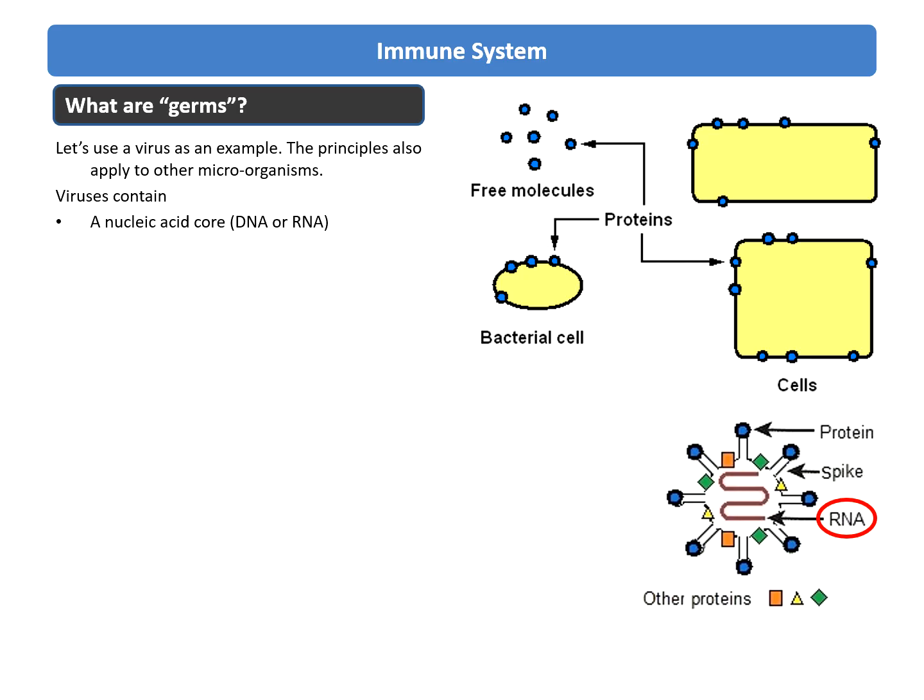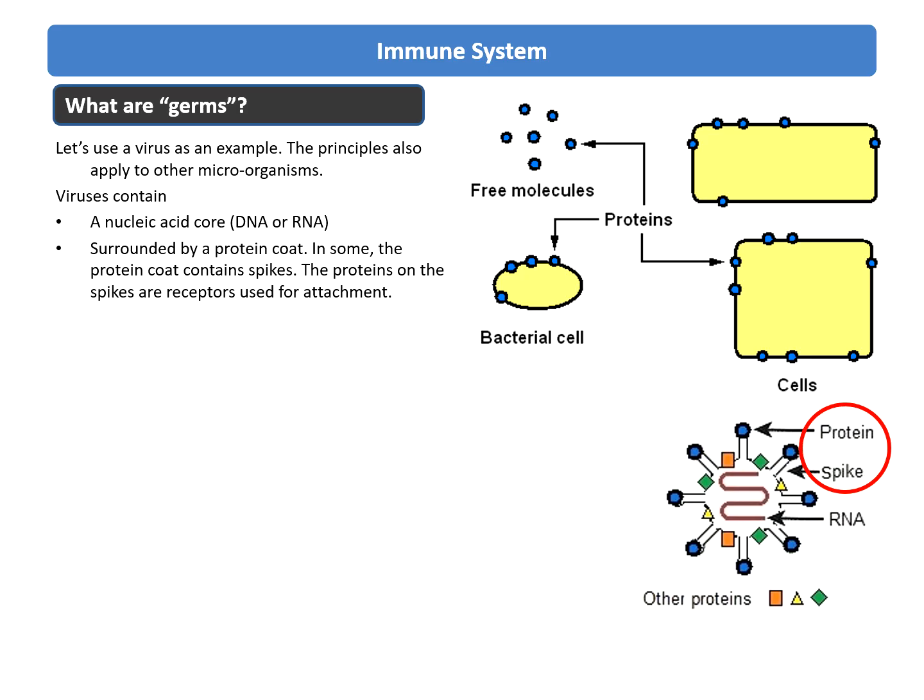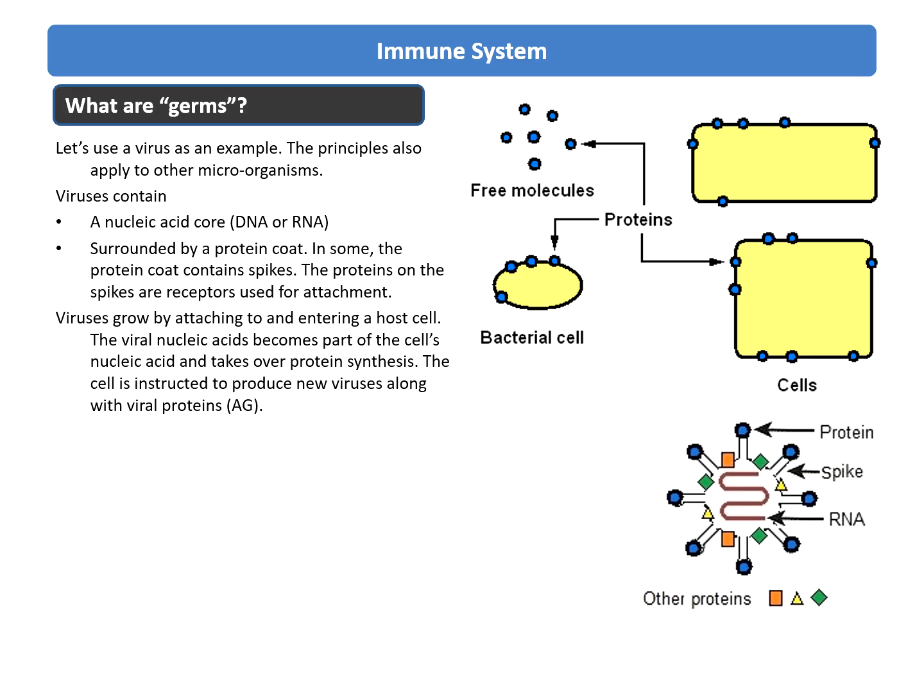Viruses contain a nucleic acid core, DNA or RNA. They're surrounded by a protein coat. In some, the protein coat contains spikes. Proteins on the spikes are receptors used for attachments. Viruses grow by attaching to and entering a host cell.